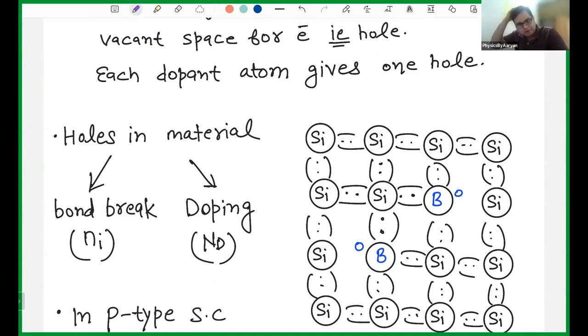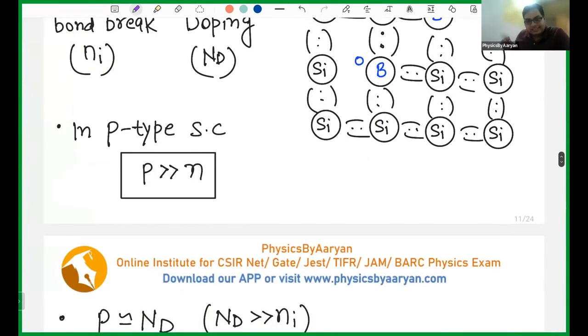Can you guess it? Number one is temperature. Bond is breaking, holes are coming. And second is because of the doping. So the amount of doping you do matters too. Each dopant atom will give you one hole. So in this case, holes are being generated because of two methods. But electrons are coming only because of one, which is bond breaking.